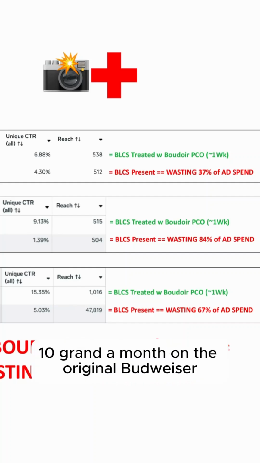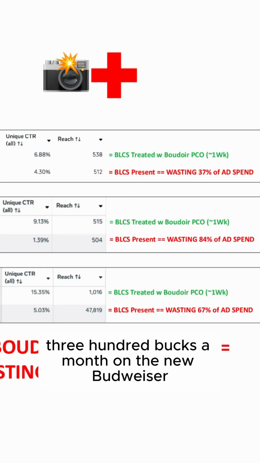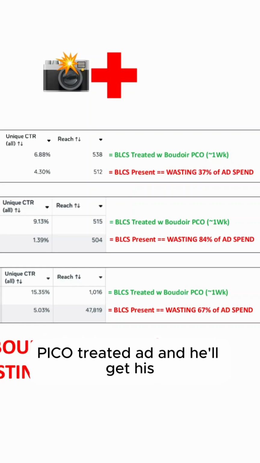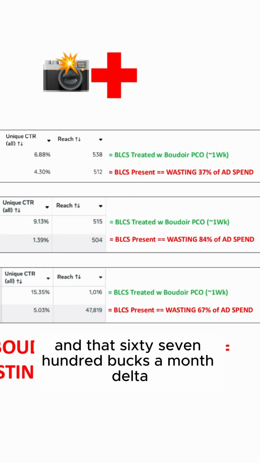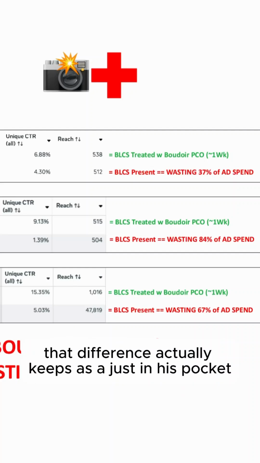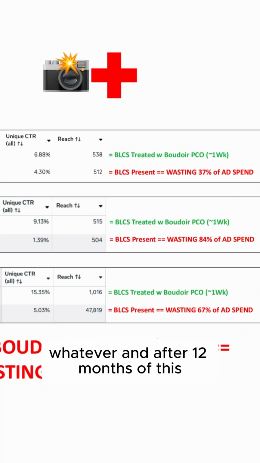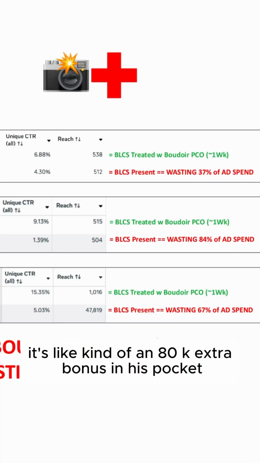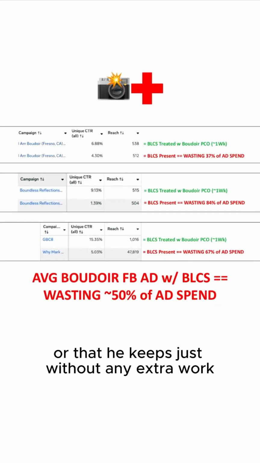So if he was spending 10 grand a month on the original Boudoir Facebook ad, now he only needs to spend $3,300 a month on the new Boudoir Pico treated ad, and he'll get his ad into the same number of women's brains. And that $6,700 a month delta, that difference, he actually keeps in his pocket. Again, another phantom profit, Boudoir Pico profit, whatever. And after 12 months of this, it's kind of an 80K extra bonus in his pocket that he no longer has to pay for, that he keeps without any extra work.